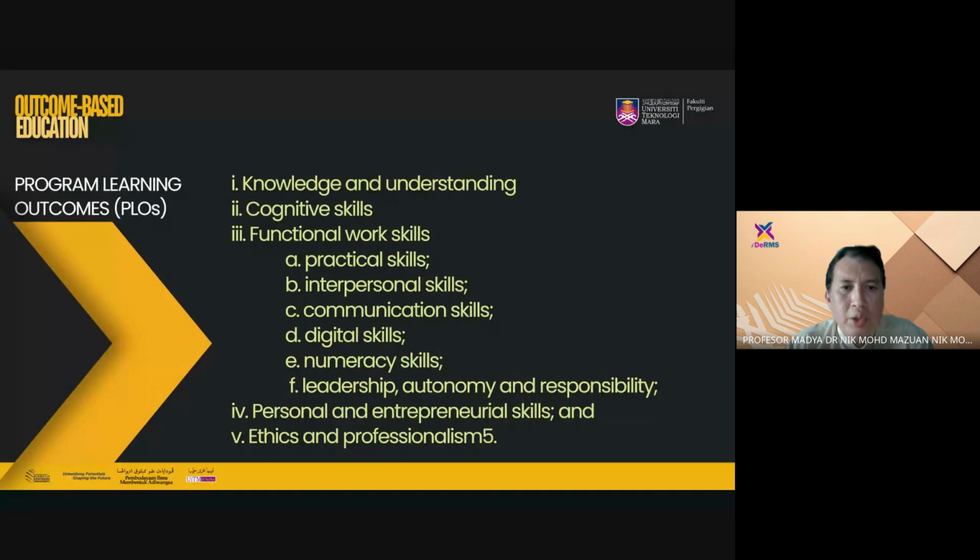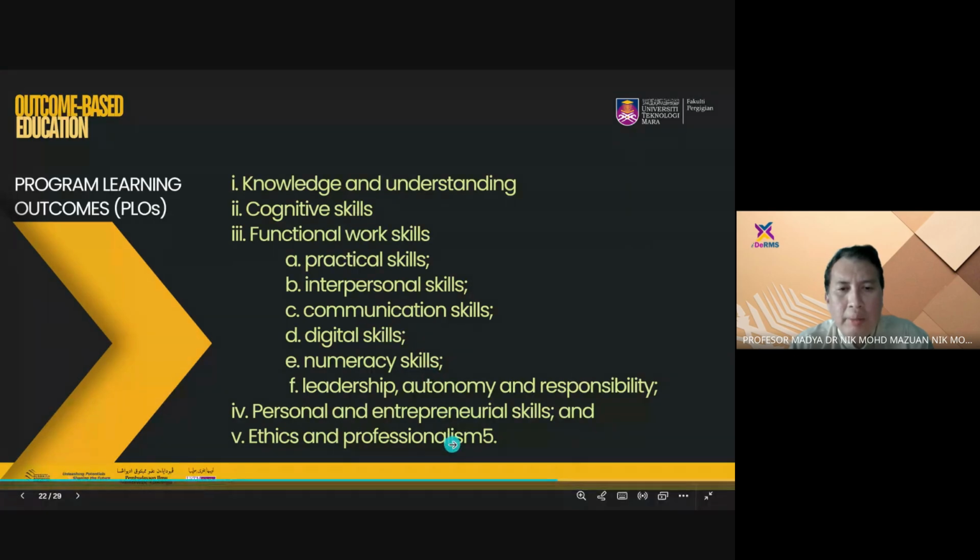These are the program learning outcomes. You can see this in the MQF. The older version doesn't have digital skills or numeracy skills. Now they have added them, and renamed a few of the things.